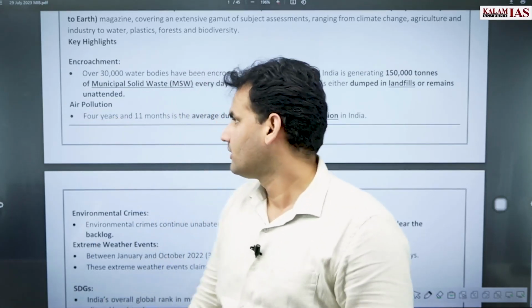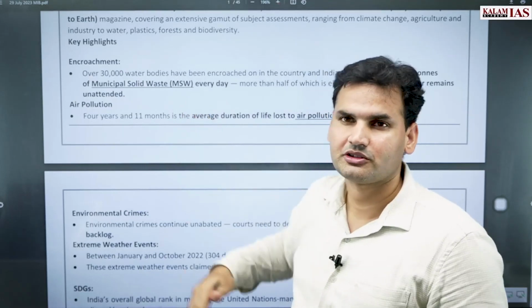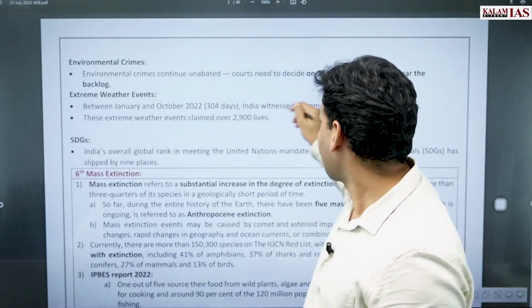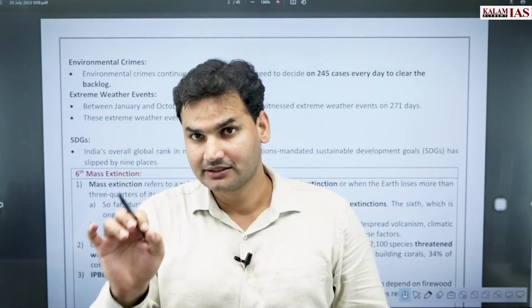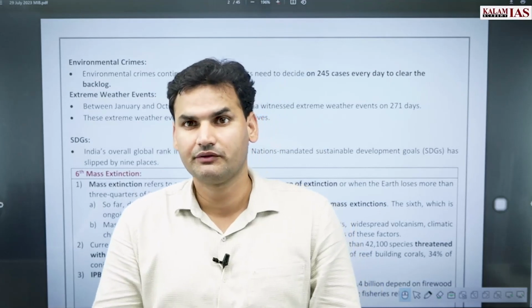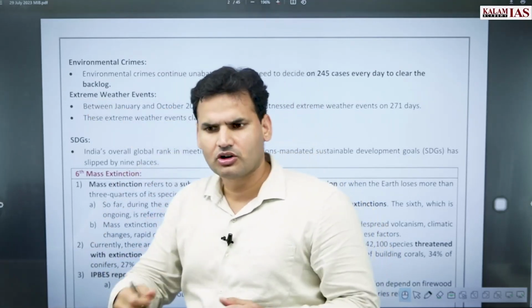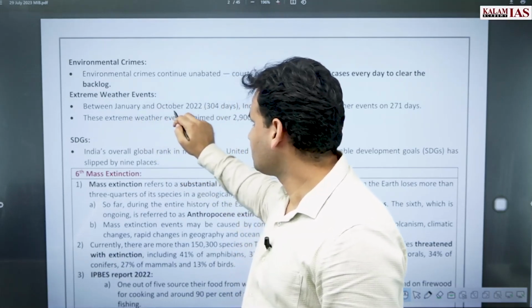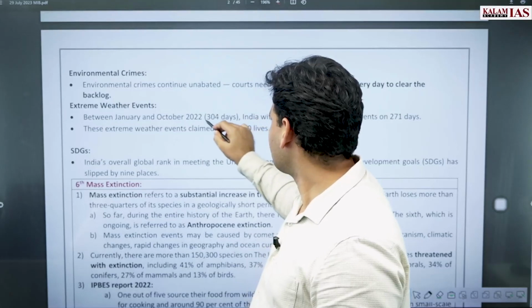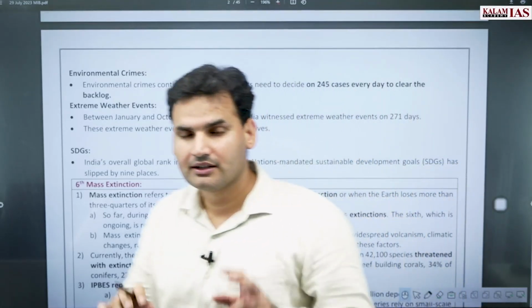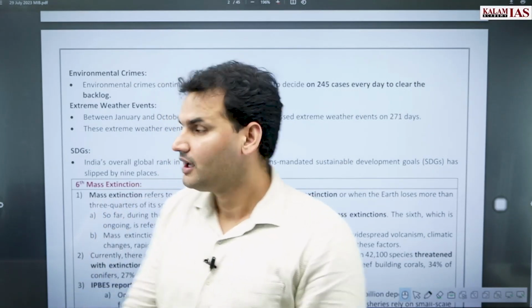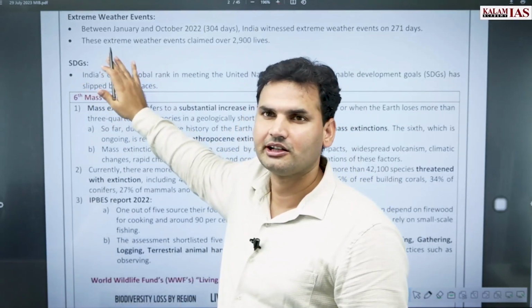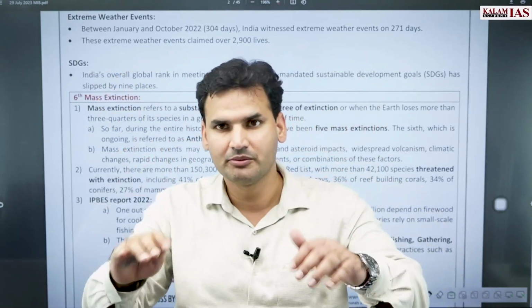If we talk about air pollution, 4 years and 11 months is the average duration which is lost as a consequence or ill effect of air pollution. If we talk about environmental crimes, courts need to decide on a daily basis 245 cases. Now that's a huge number if we have to clear the backlog. Also, extreme weather events like droughts, floods, cyclones, tsunamis, and whatnot. It was found that between January and October 2022, out of these 304 days, we had extreme weather events on 271 days. Now this data can definitely give you an edge while writing the answer. And when it comes to SDGs, that is Sustainable Development Goals, India's overall global rank has slipped by 9 places.